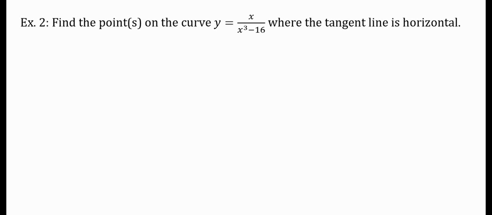Find the points on the curve y equals such and such where the tangent line is horizontal. Turns out this is a big idea. What does it mean when a tangent line is horizontal? Its slope is 0, which means the derivative will be 0. It's a constant. Yeah, what else? It means a turning point, right? That's where the slope of the tangent, a horizontal line, will be 0.